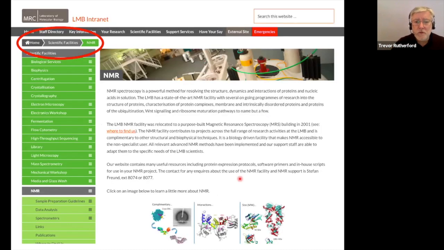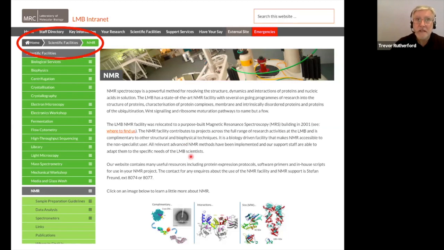If you want to use NMR in your own research programs within LMB, your first point of contact is to go to the internal webpage, go to the intranet, look through the Scientific Facilities tab, and you will find details of who are the points of contact, who you can go to first of all to discuss details about what you want to do. You are not expected to be an expert in NMR from the outset.